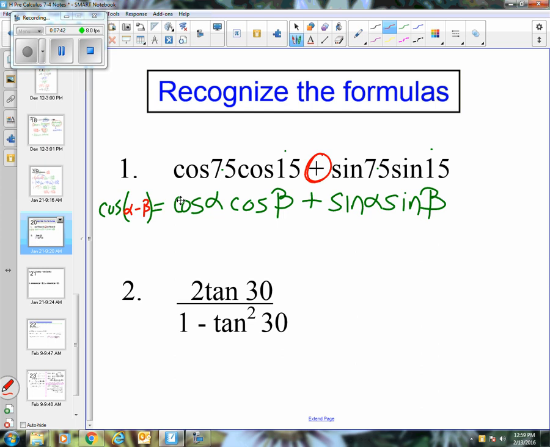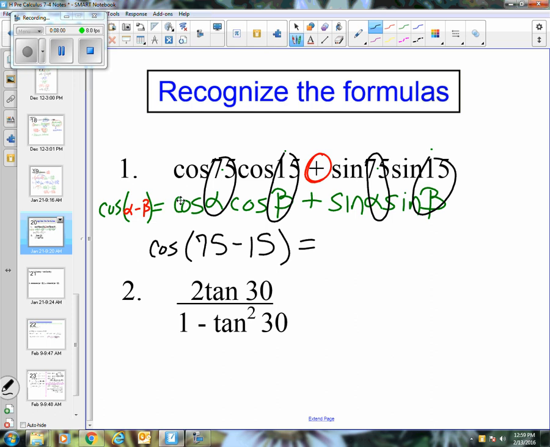So we can take it a little bit further then. If we know that that's what it's equal to, well, we know what alpha is. Alpha is your 75, right? And then beta is your 15. So this would be the cosine of 75 minus 15. Now, if that's something we can do, which it is, that means it's the same as the cosine of 60. Now, if that's something we can do, I think it most certainly is, cosine of 60 degrees, we can get this all the way down to a half. If we recognize what formula is out there, we can write what that identity is and work backwards.